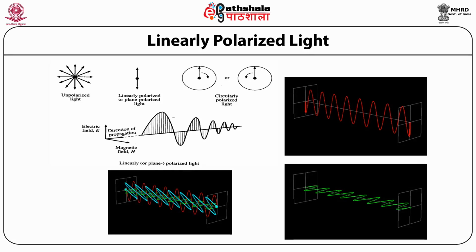We discuss how to produce linearly polarized light. You can see here the first is unpolarized light, where the light is propagated in all directions. However, linearly polarized light, which propagates in a linear direction, is produced by two vectors: one is vertically polarized light and one is horizontally polarized light. Both are equal in amplitude and opposite in orientation, so they give linearly polarized light.